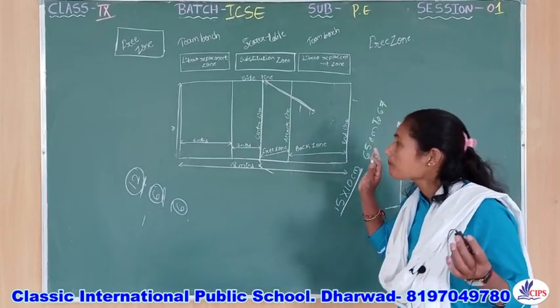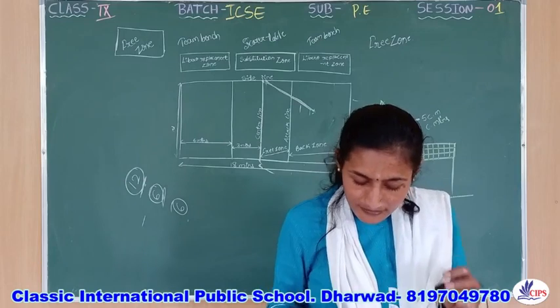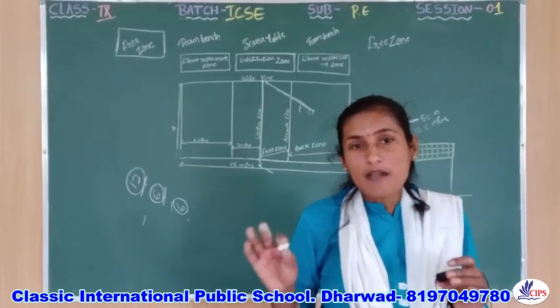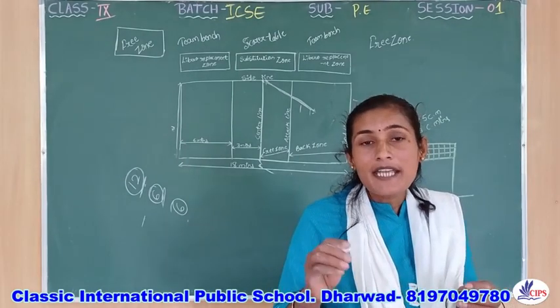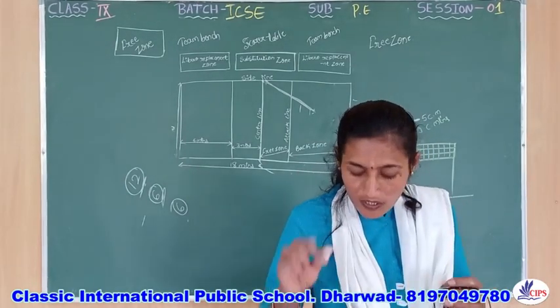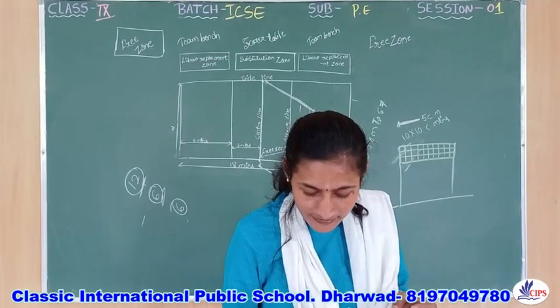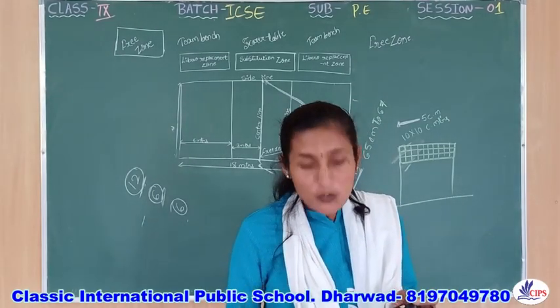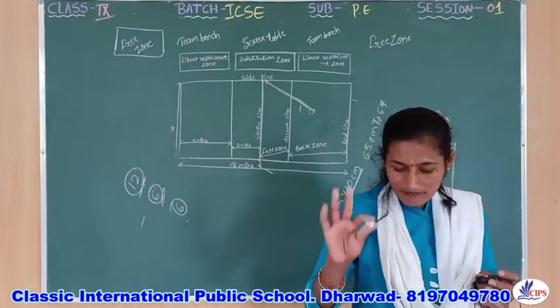Next, officials. If I want to conduct a volleyball match, how many officials do I need? Seven. In that, 2 referees, 1 scorer, and 2 to 4 linesmen. Total number of officials is 7.